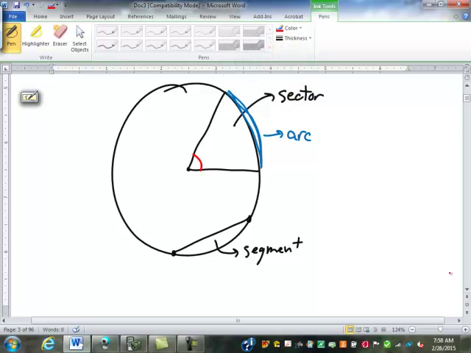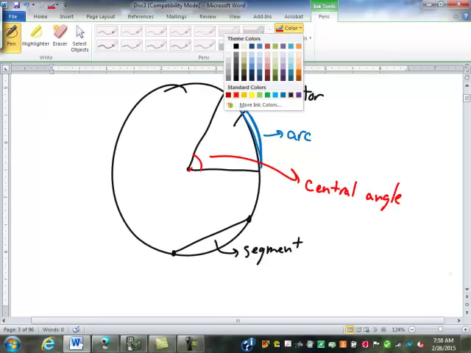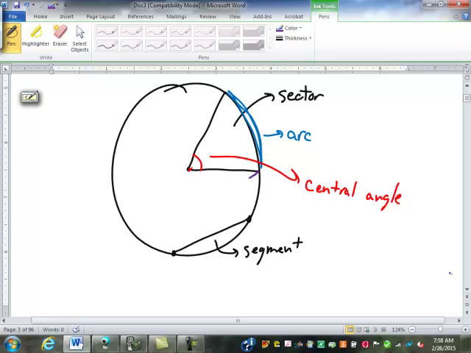This angle right here that is formed is called a central angle. Anybody want to guess why it's called a central angle? Because its vertex is at the center. Very good. We could have an angle like this. It is called an inscribed angle.